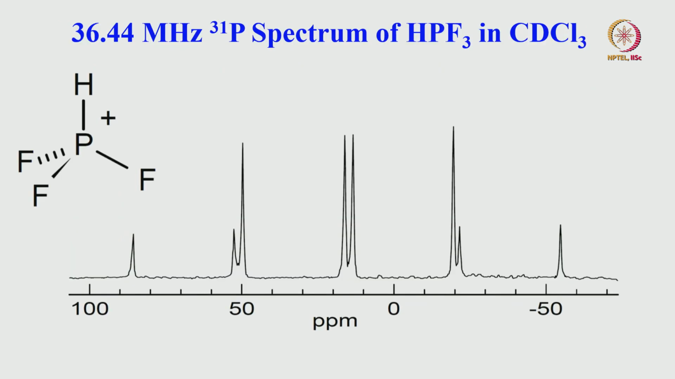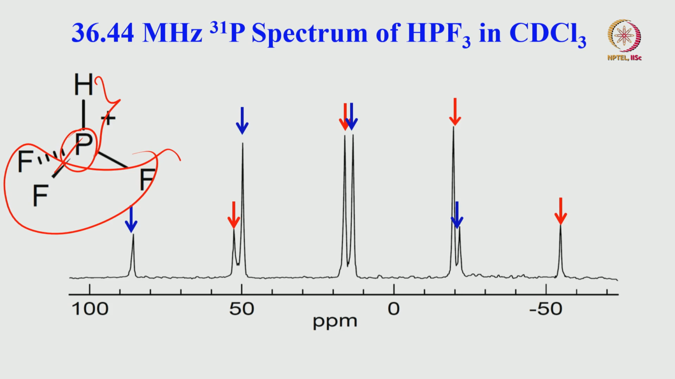Okay. This is another interesting example. Let us look at the analysis of the 31P spectrum of this molecule HPF3 in CDCl3. What are the couplings we can see for fluorine and phosphorus? For phosphorus, there are 2 couplings. One is phosphorus proton coupling, other is fluorine phosphorus coupling. There are 2 types, JHP and JFP. And JHP coupling is quite large generally. That will be a doublet, a very large coupling.